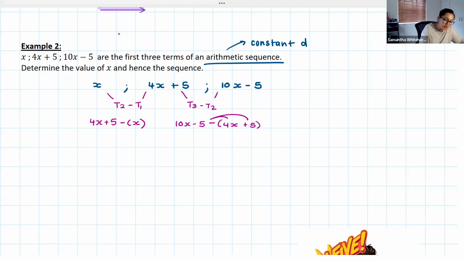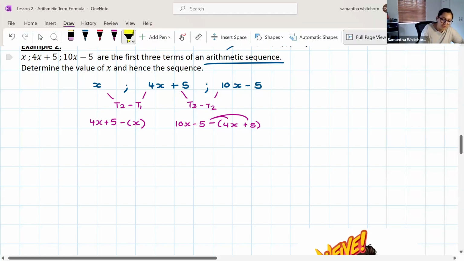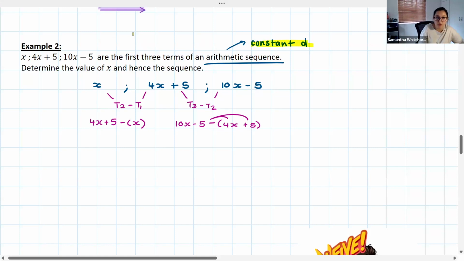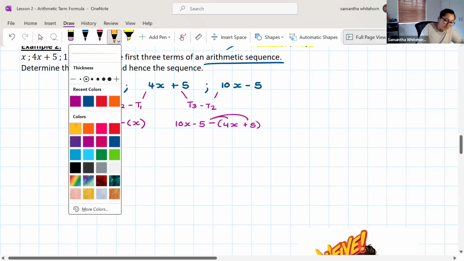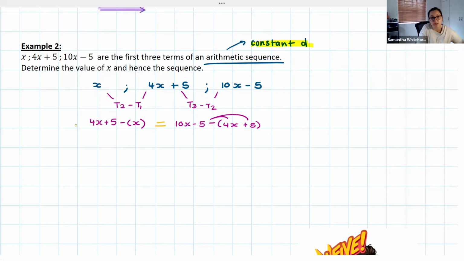And because of this bit of information that we know is true for any linear pattern, we are able to say that these two differences are equal. This constant difference tells me that term 2 minus term 1 is exactly the same as term 3 minus term 2. Obviously, that could be anything.